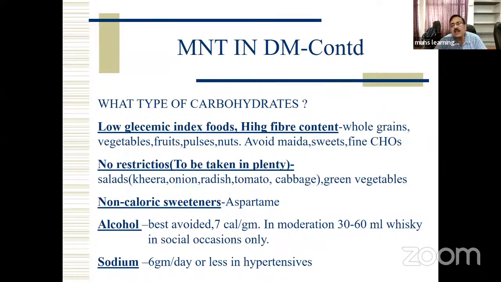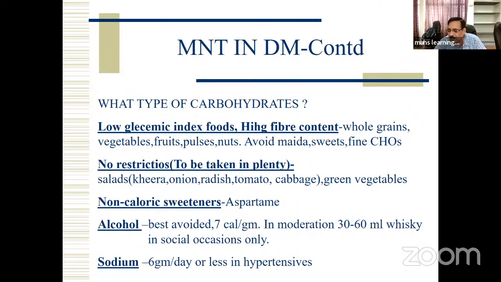What type of carbohydrate? The carbohydrate used should have a low glycemic index. Glycemic index means how much sugar is released per unit time. If it is low, it will keep releasing a small amount of sugar for a longer period of time. Which are the ones with low glycemic index? Maida, that is Maggi and all, has a high glycemic index.